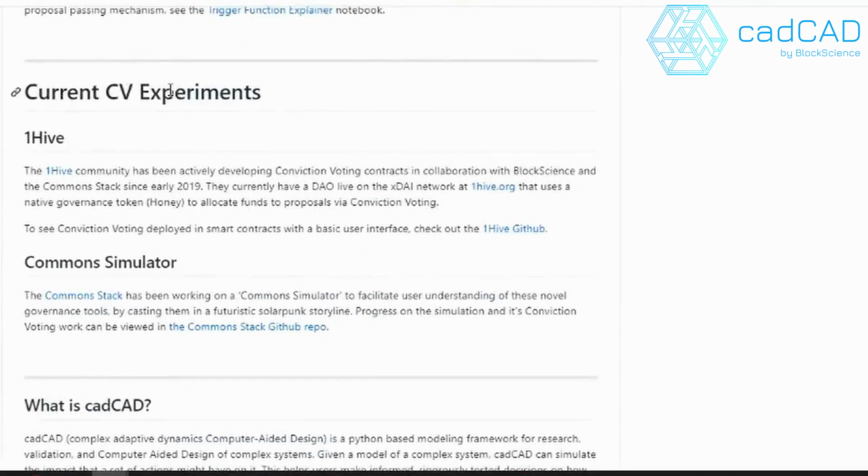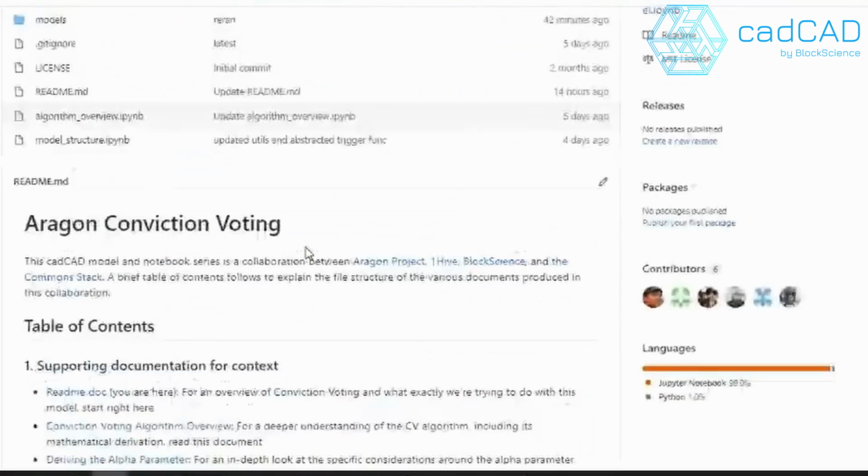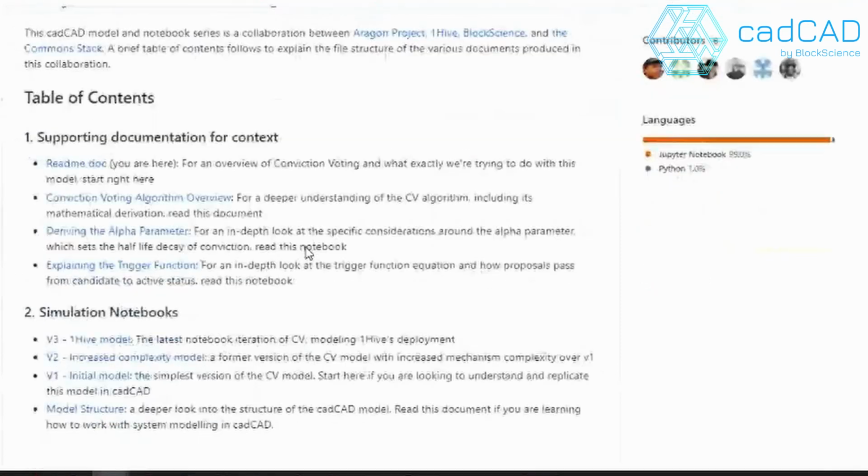There are a couple of really interesting conviction voting experiments ongoing at the moment. 1Hive has conviction voting deployed in their DAO. Actually, Aragon just launched their conviction funding experiment. There's a Commons simulator underway with the Commons Stack project at the moment. So all of these are definitely worthwhile experiments to check out with regards to conviction voting. So that's a pretty high-level overview.